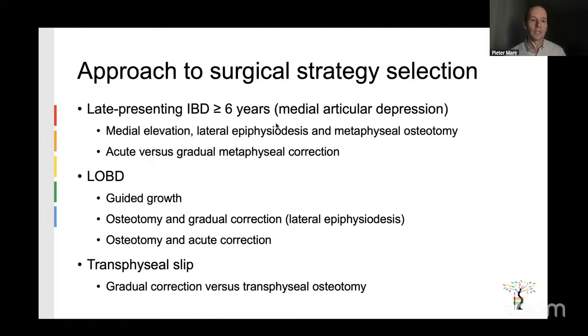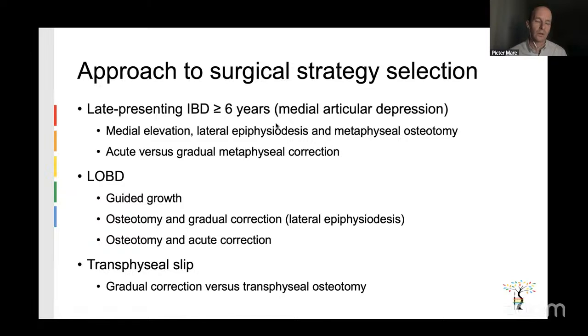So when these children present to us late with infantile Blount's disease with an existing medial articular depression, they need a medial elevation and lateral epiphysiodesis. Most of them require a metaphyseal osteotomy as well, and you can decide whether you want to do that acutely like we do or whether you want to correct it gradually. Some authors advocate doing it at the same time, and we would suggest that you rather do this as a staged procedure.